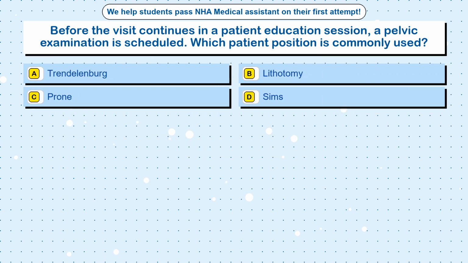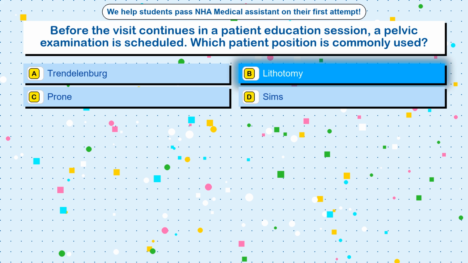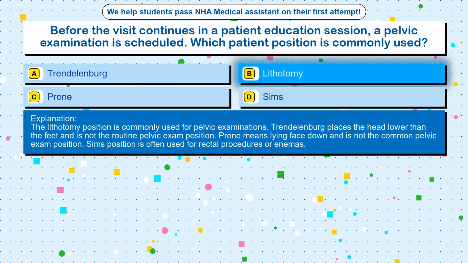Question 97. Before the visit continues in a patient education session, a pelvic examination is scheduled. Which patient position is commonly used? Option A, Trendelenburg. Option B, lithotomy. Option C, prone. Option D, Sims. The correct answer is option B, lithotomy. The lithotomy position is commonly used for pelvic examinations. Trendelenburg places the head lower than the feet and is not the routine pelvic exam position. Prone means lying face down and is not the common pelvic exam position. Sims position is often used for rectal procedures or enemas.